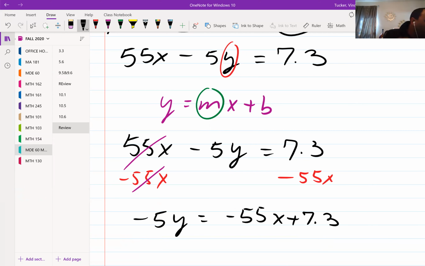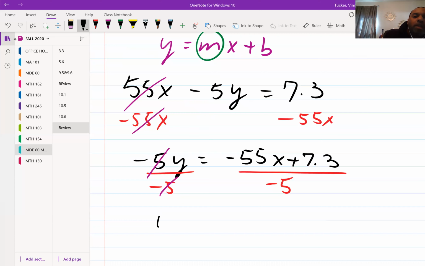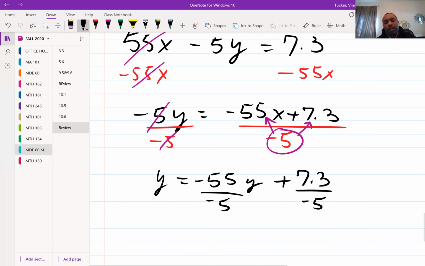All right, and then we want to divide by that -5. -5 cancels. And don't forget that this -5 has to go to each term. So what we're looking at is -55y over -5, 7.3 over -5.